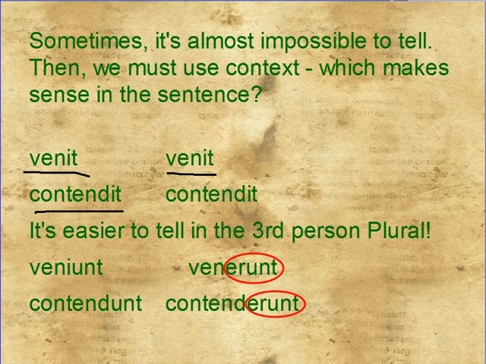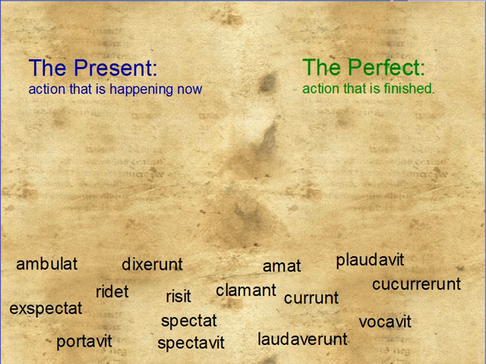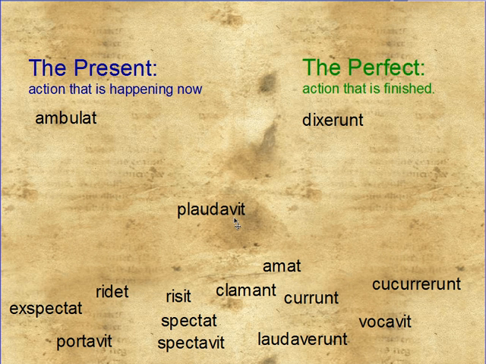Let's try categorizing a few of these verbs in Latin. The present tense, action that is happening now, and the perfect tense, action that is finished. Many of these verbs I hope you recognize. Ambulat, he walks, present tense. Dixerunt, here see both the X and the erunt ending. That indicates to us this is perfect. They spoke. Plaudavit, notice the V. He applauded. Amat, she loves.